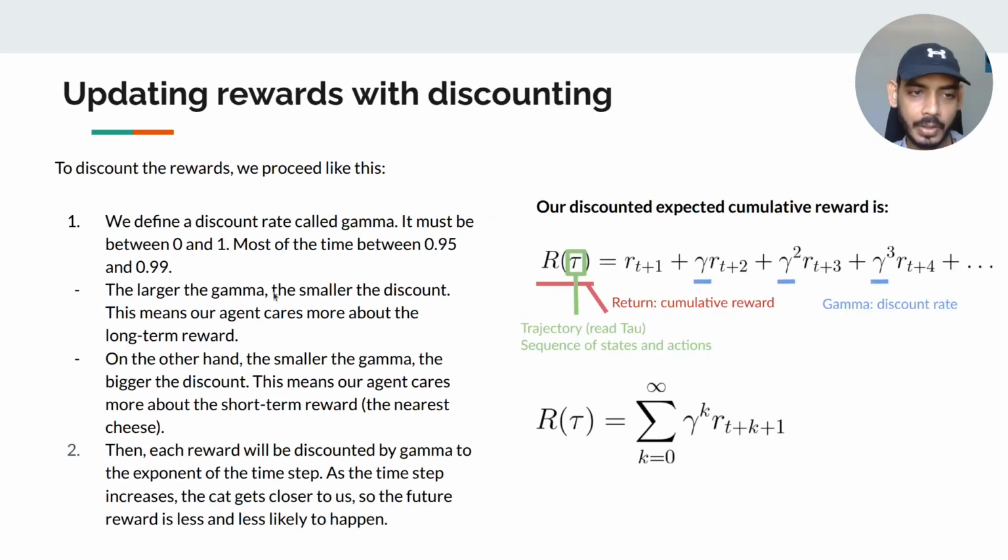So the smaller the gamma, the bigger the discount. This means our agent cares more about the short-term reward. So for all the rewards that are nearby, like the single cheese near the mouse, you will get a very good amount of reward. Then each reward will be discounted by gamma to the exponent of the time step, which I described here. As the time step increases, the cat gets closer to us. As it gets closer, the reward is much less, because there is a good chance that you will get eaten by the cat.